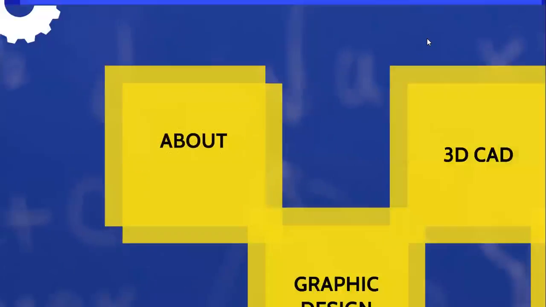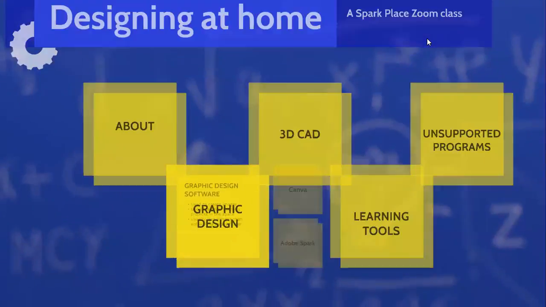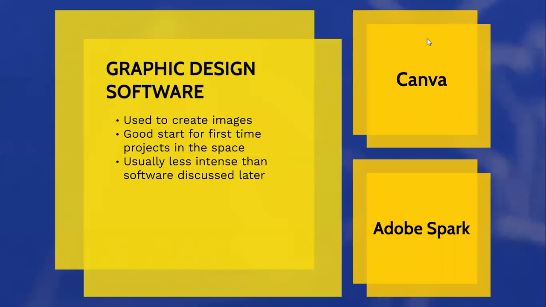Let's start off with a brief description of graphic design. Graphic design is used to create images for you to use on generally 2D planes. This is mostly for use with printers, such as our vinyl printer and cutter, or the sublimation press here in the space. If you're just coming in for the first time, it's a very good place to start. Most of the machines are pretty simple and easy to use, and it's usually not as complex as some of the other software that will be discussed later.